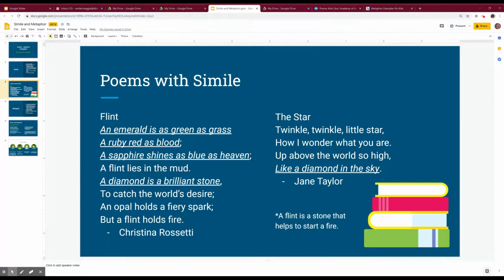Twinkle, twinkle, little star, how I wonder what you are, up above the world so high, like a diamond in the sky. That's by Jane Taylor.